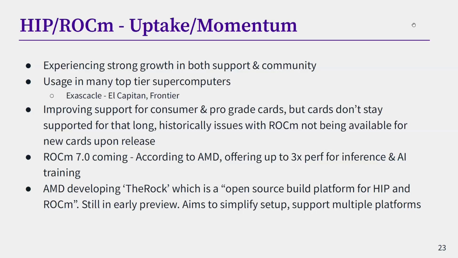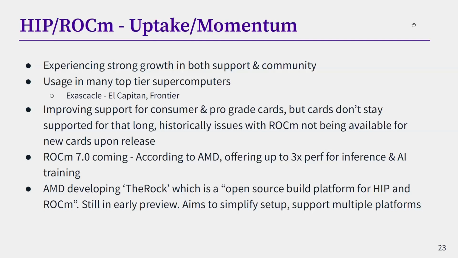So in terms of the uptake and momentum of where it's going, I think it's on a strong trajectory. There's been a lot of growth in terms of the community and the support. The AMD cards are finding use in a lot of the top tier computers. So some of the exascale systems are using the Instinct line. The support for consumer cards is getting better, and they've said that it's a goal for ROCm to be available on release with consumer cards as well.